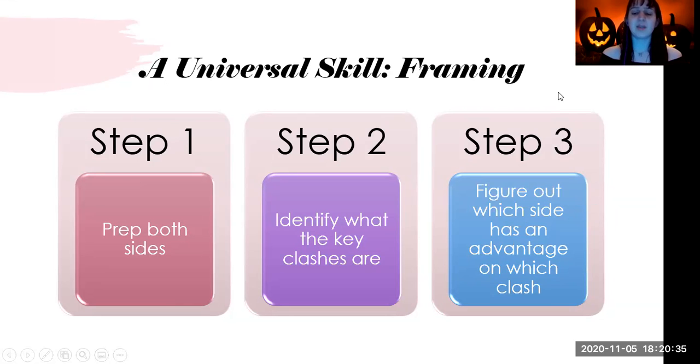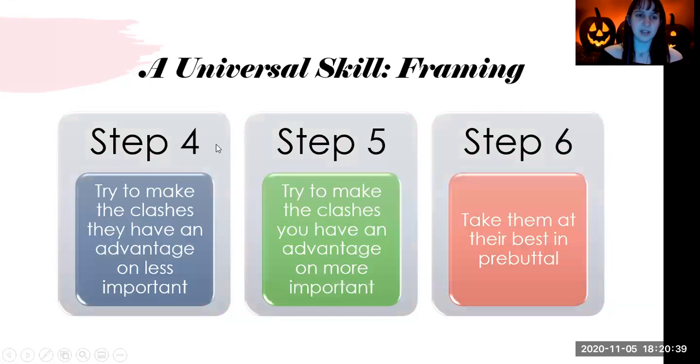So that is key because of what you're going to figure out next, which is basically making the clashes that they have an advantage on less important. And simultaneously, step 5, making sure that the clashes that you have an advantage on are seen as more important in the debate.